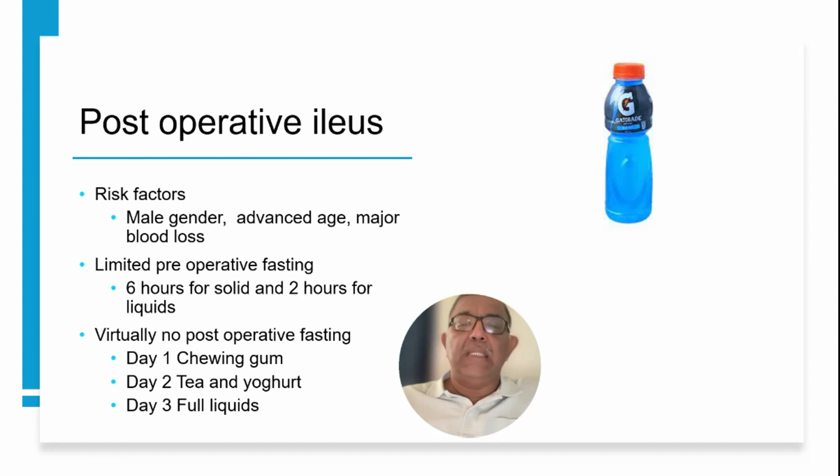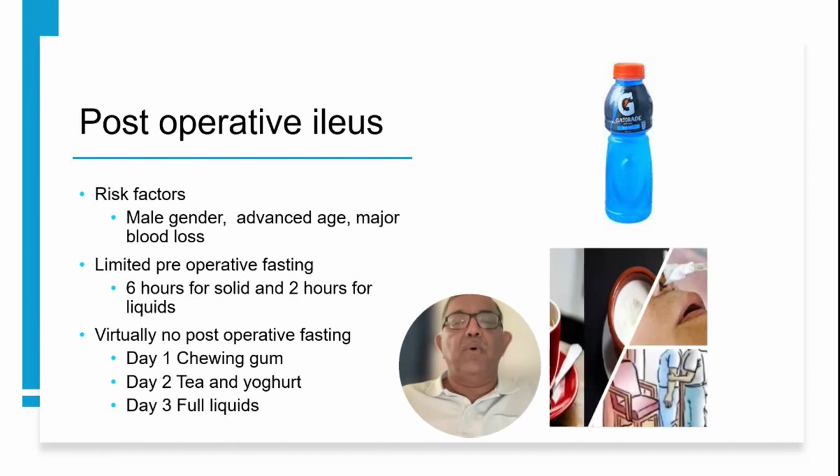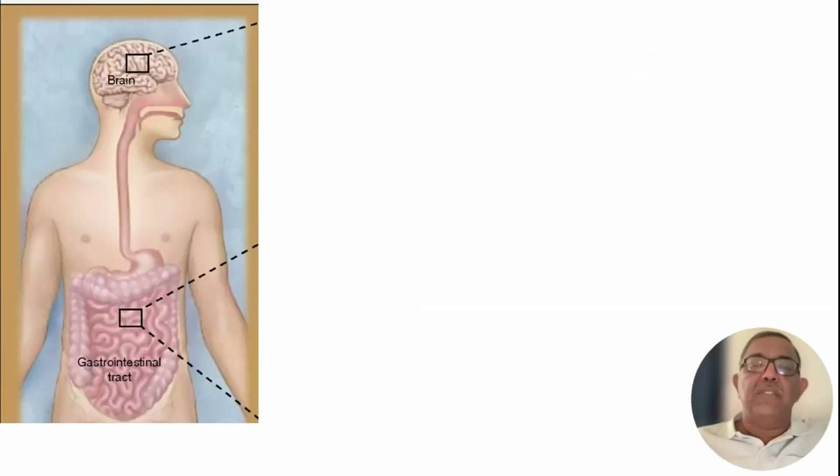Day one, they start chewing gum. Day two, black tea and maybe yogurt. And day three, full liquid diet. And then you can progress accordingly. So all these factors are extremely important in preventing postoperative ileus. One of the second most important reasons for developing postoperative ileus is the use of opioids.